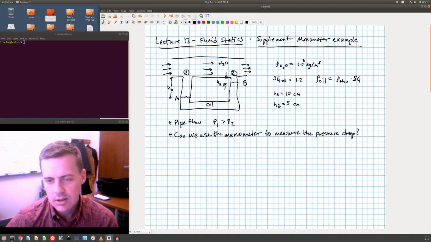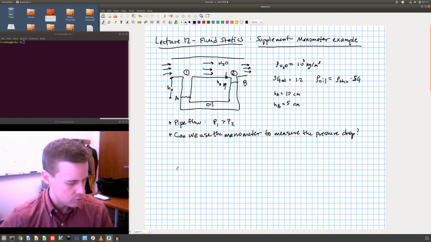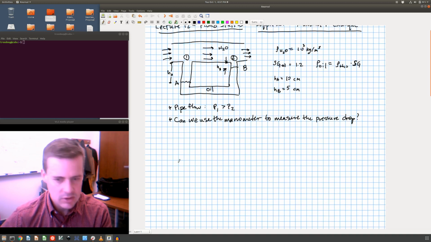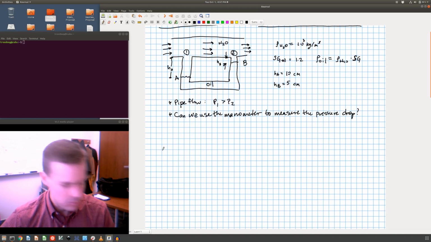I know that the height here pushes the fluid down more, and I'm going to call that HA, to this point A. And then I have a height here B, which is pushing down less, to this height B. If I know those heights, I want to know, can I find what the pressure drop is? So let's go ahead and work that problem out.